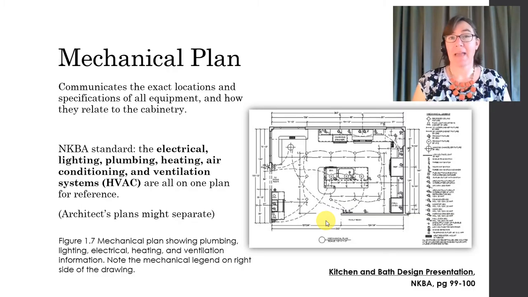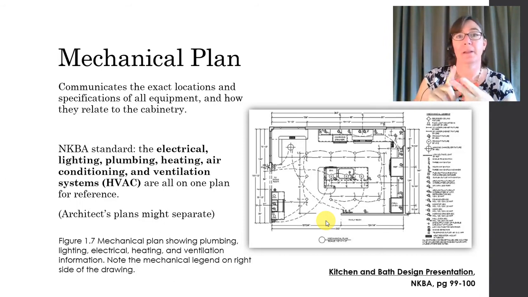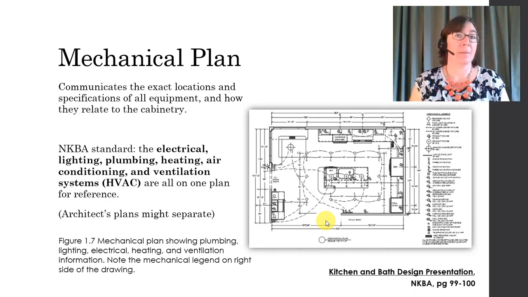The purpose of a mechanical plan is to communicate the exact location and specifications of your equipment and exactly how they relate to all the cabinetry. In NKBA standards, all sorts of different equipment is on the same plan. Electrical, lighting, plumbing, heating, HVAC, they're all on one plan. Okay. In larger or more complicated projects, and in architects' plans, these might be pulled out to separate drawings. In NKBA, we tend to put them all on one.